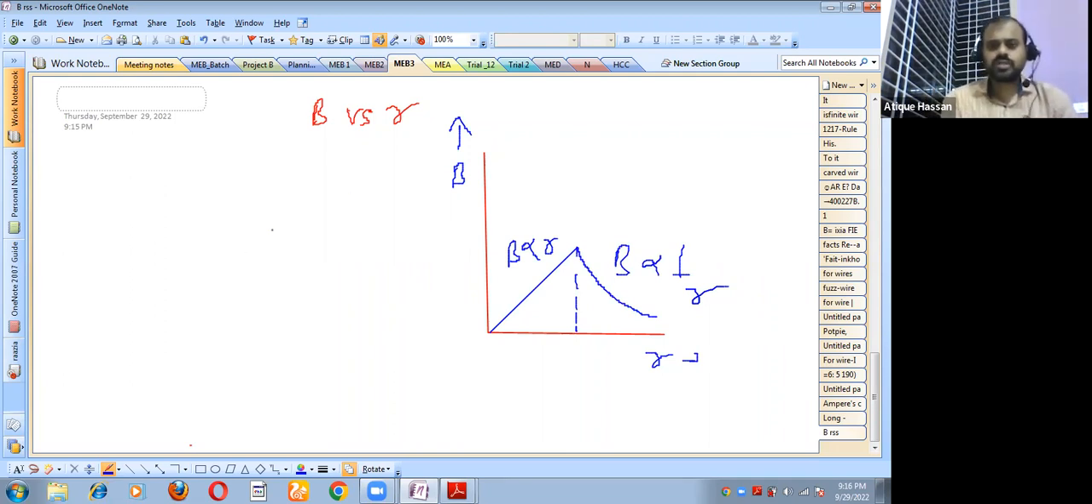So this is very important, generally asked in NEET. Now let us see one question. All of you understood the graph, how I have drawn the graph of magnetic field versus distance due to a thick wire? This is due to a thick wire.